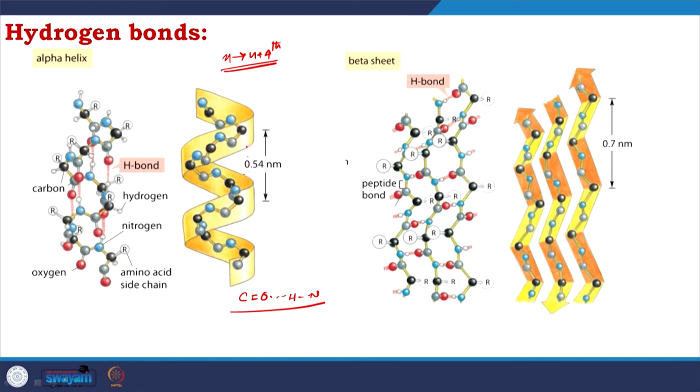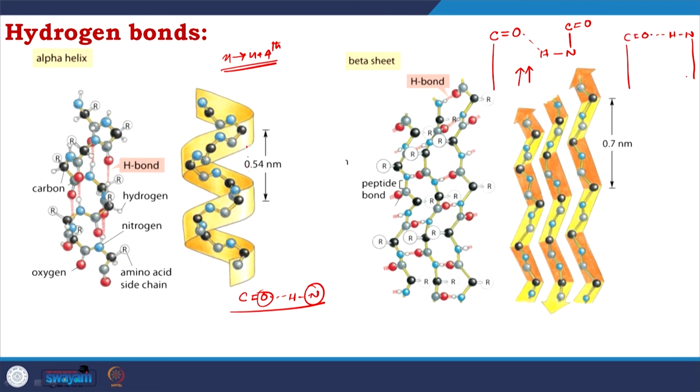Here you get the oxygen and the nitrogen in this fashion. Interestingly, here in parallel you get it angled. So this is parallel beta sheets. In anti-parallel you get it face to face.